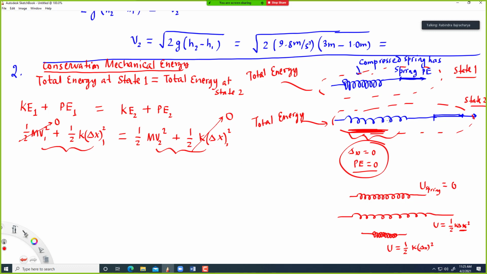So, this potential energy would be transferred to the kinetic energy of the dart. So the dart would be moving forward. That is what this is. So, what we want to find here, what's the speed of the dart? We want to find that.